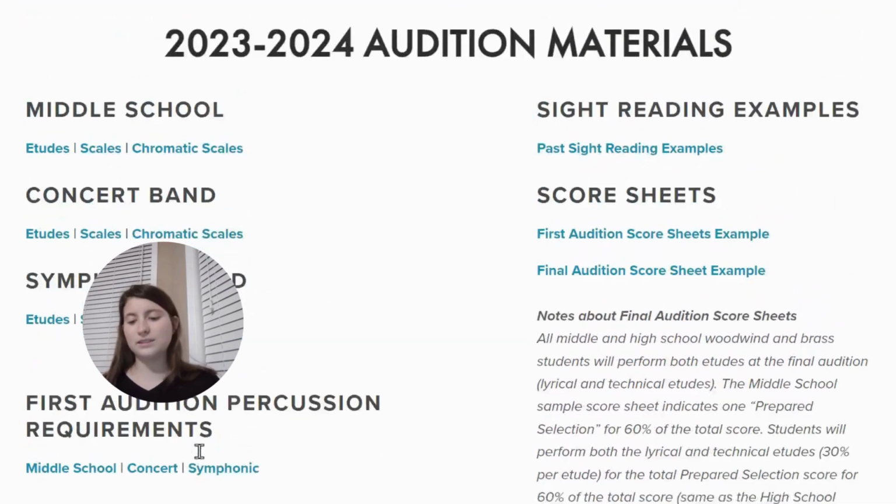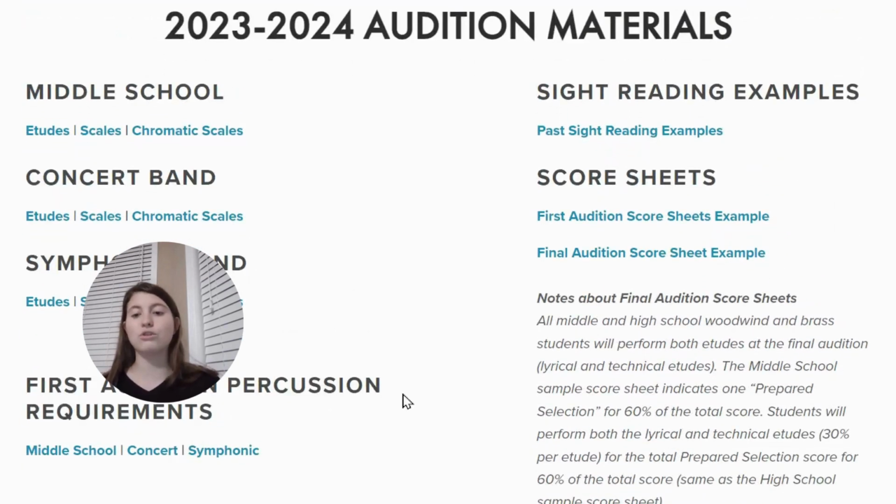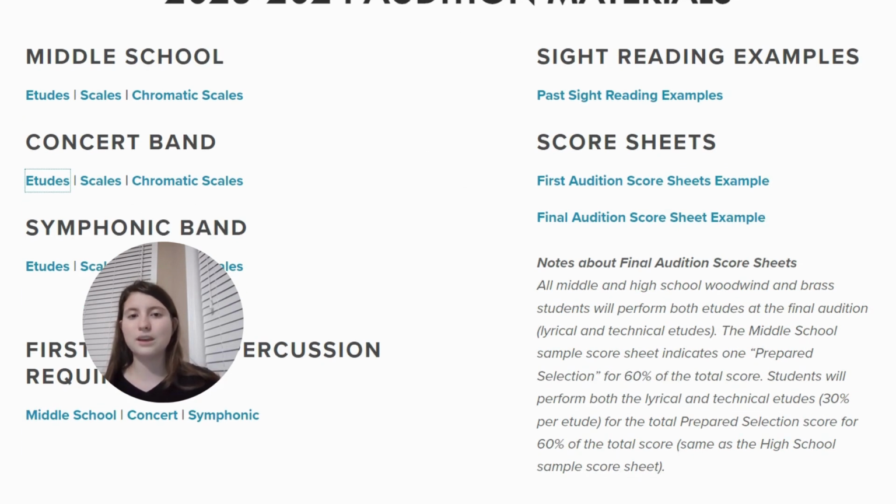By the way, it is important to note that percussion has their own requirements and music for auditioning. However, sometimes our etude can be under the category we're in. Concert band, by the way, means 9th and 10th graders, and symphonic band means 11th and 12th graders. I think you can probably guess what middle school means. Anyway, you can go under any of these and look at the requirements for any instrument, not just your own. Sometimes I use that for sight reading. You can look at the requirements for that by clicking here.